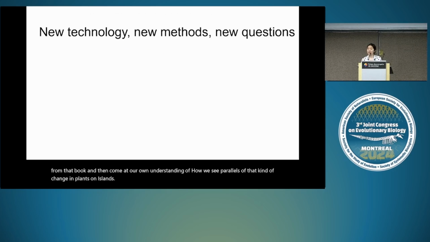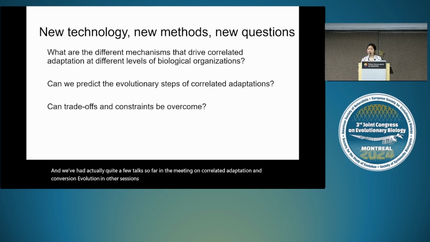And we've had actually quite a few talks so far in the meeting on correlated adaptation and convergent evolution in other sessions. And I've been really awed by the kind of new questions that we've been able to ask and answer with new technology and new methods. So I'm putting up a few questions here that I'm hoping that you guys may take in mind as we go through two sessions of really amazing talks across systems and across questions.